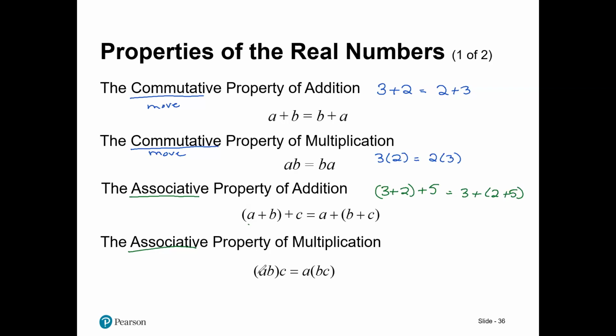Same thing as associative property of multiplication. I could do A times B, then multiply by C, or I can do B times C first, then multiply by A. So this would be 6 times 5, which is going to be 30, or I could do it this way: 3 times 2 times 5. 2 times 5 is 10, times 3 is also 30 again.